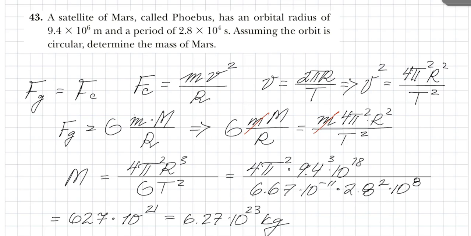Next on the menu, we have the problem about Mars and its satellite. You know, that Phobos. Alright, Mars and its moon. What we do have is the radius of the orbit, meaning the distance between Mars and Phobos, and the period of rotation. That's all they give us, and they want us to figure out the mass of Mars from there.